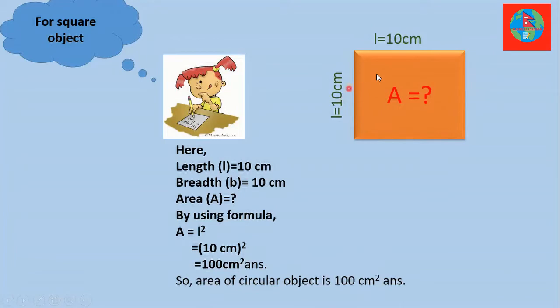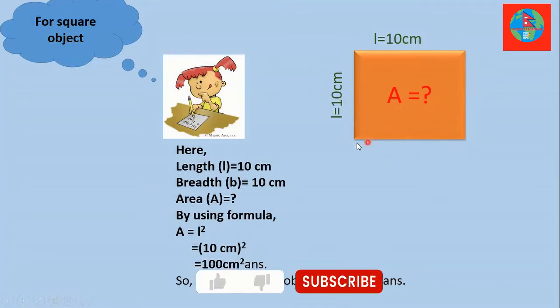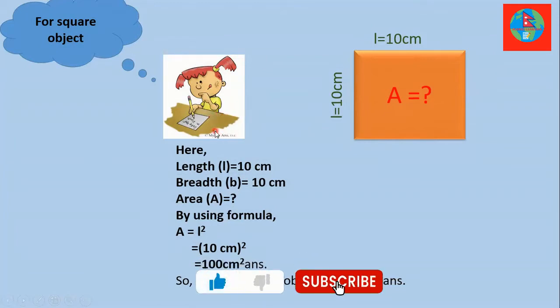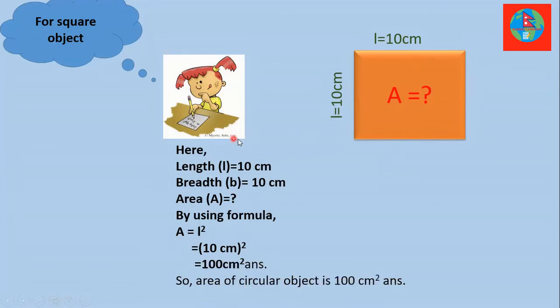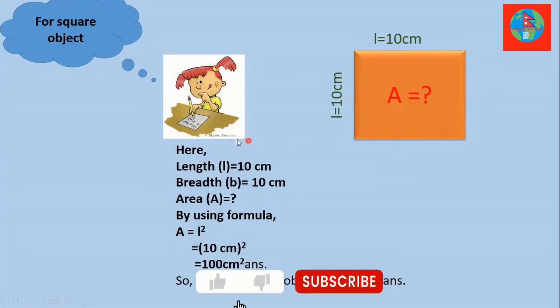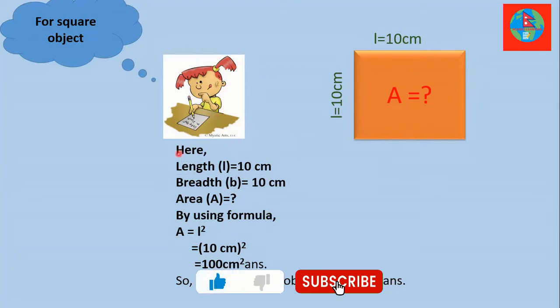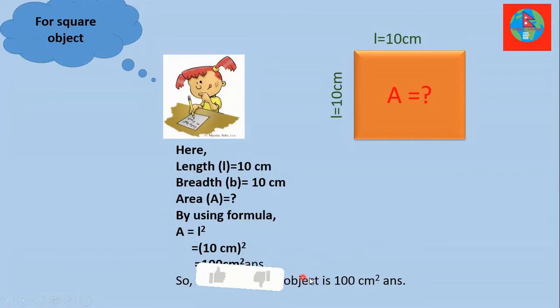Now, how can we find the area of the square object? My dear students, you already guess it. You are very smart boys and smart girls. You can easily find out. You should follow this type, and you can find the area of the square object.